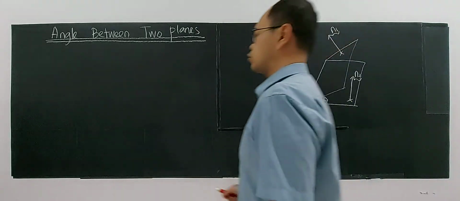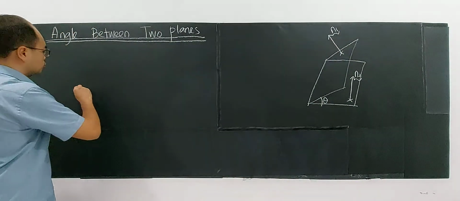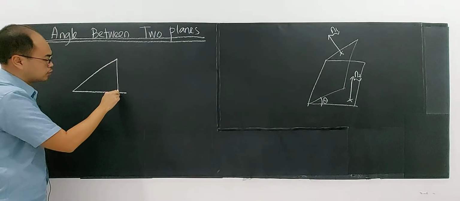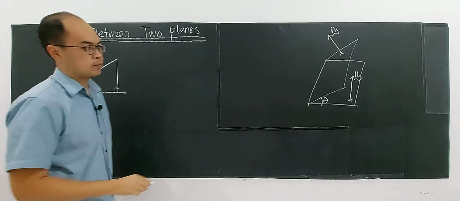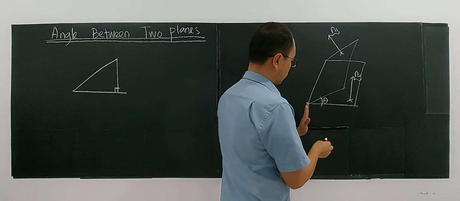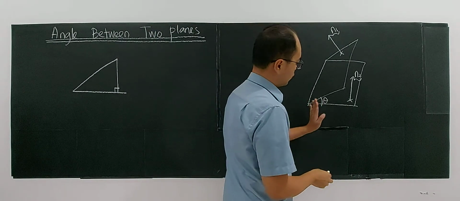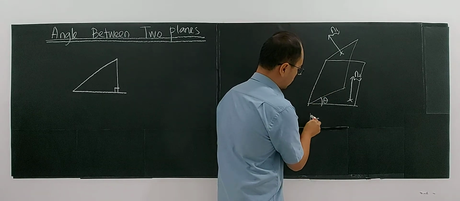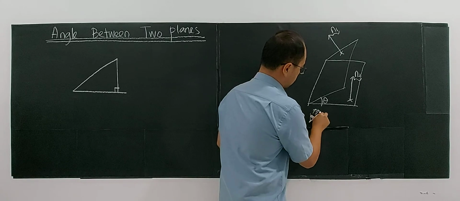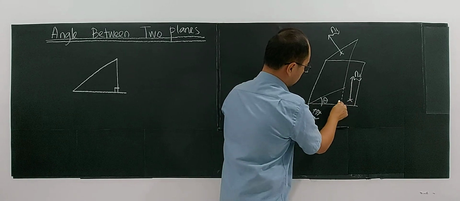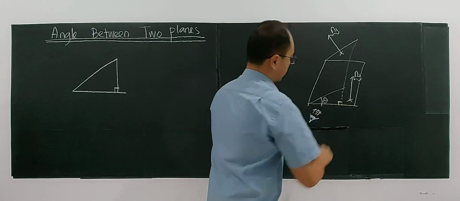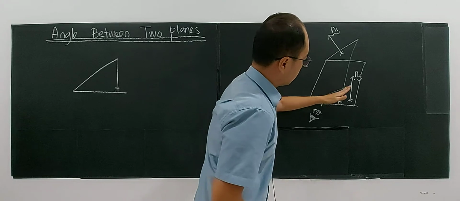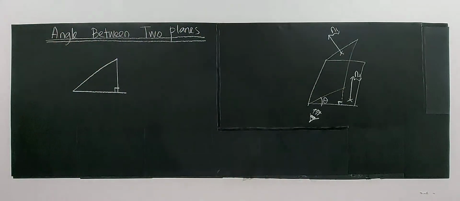To be convinced, we try to draw a right angle triangle here. Where does this right angle triangle come from? When our eye views from the side, a side view, we can see that there is a right angle triangle. So I want to prove that the angle between the two planes is the angle between the two normals. How? Very simple.